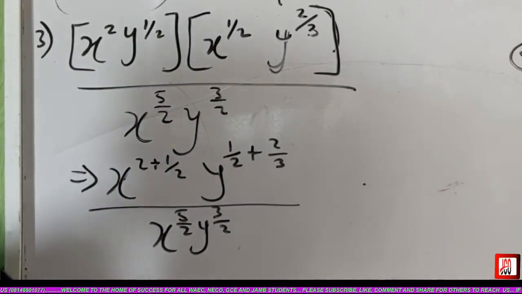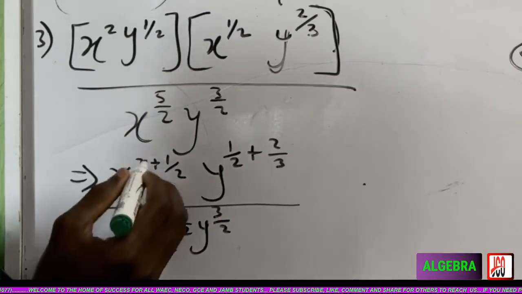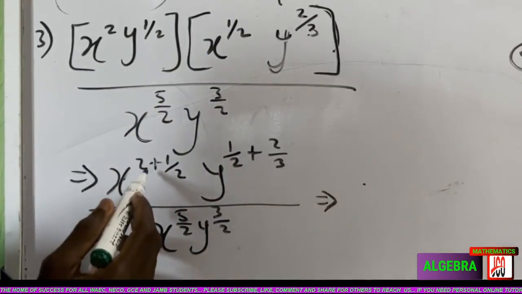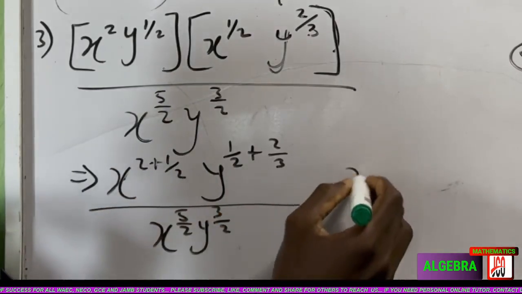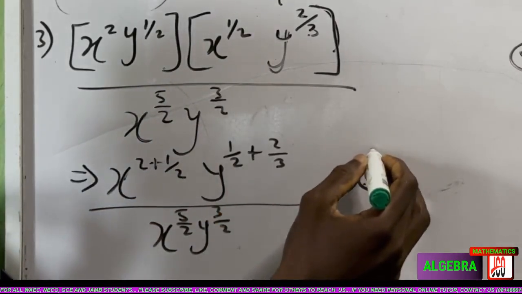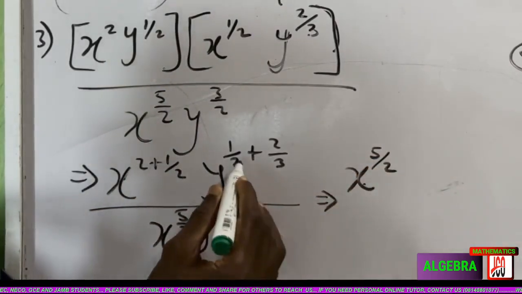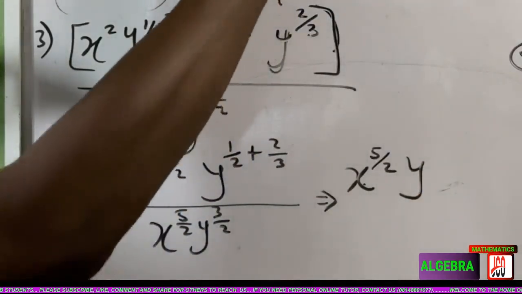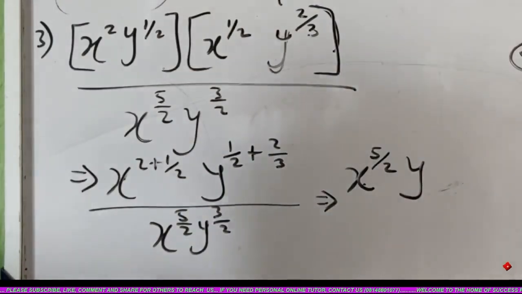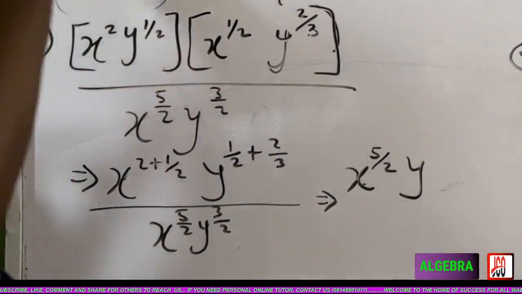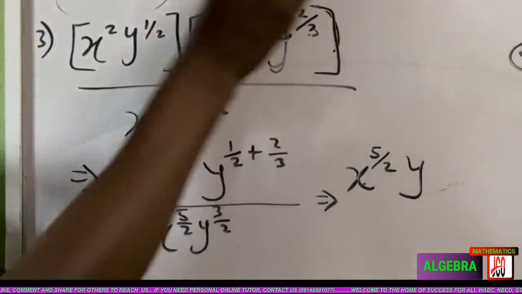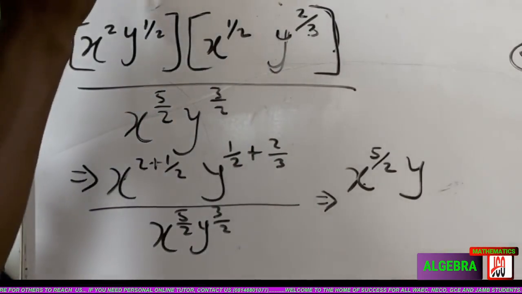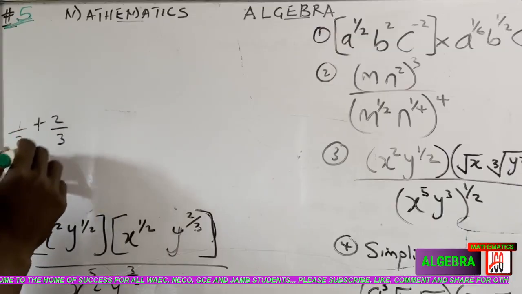Going on further, let's add 2 plus half gives me 2 and a half. 2 and a half is 5 over 2. Then half plus 2 over 3 gives me half plus 2 over 3 now. Let's clear this space so we can solve at ease. Half plus 2 over 3.